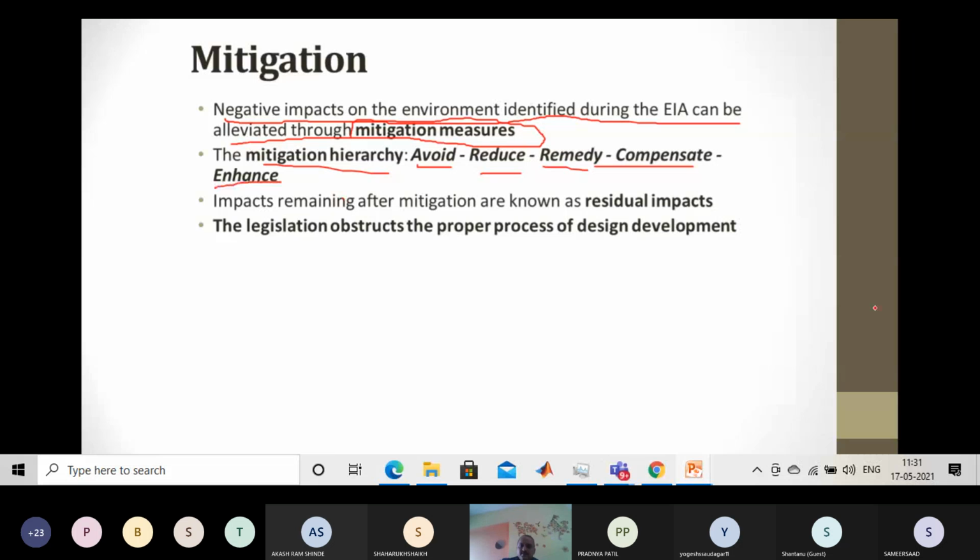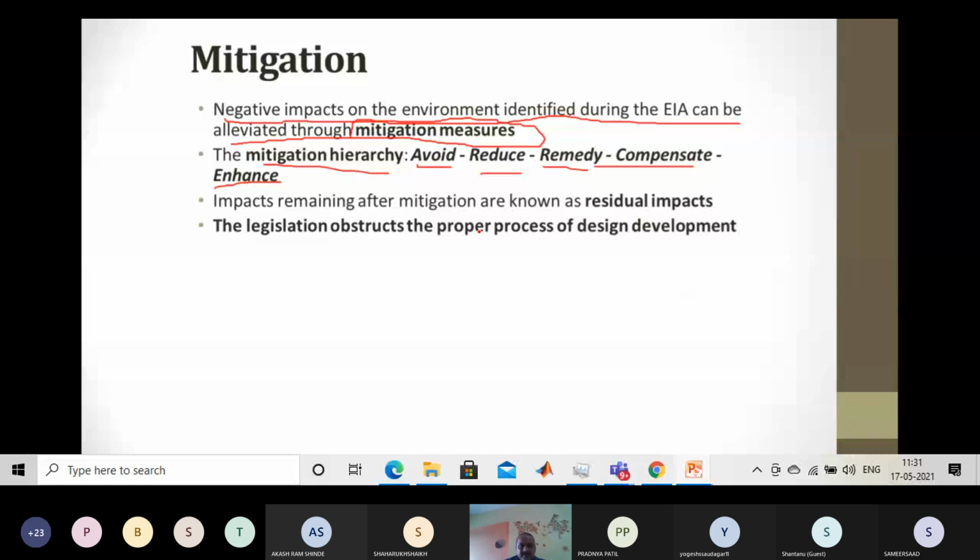So this way the mitigation step analysis is there. You have to avoid as much as possible. If not possible, then reduce. If not possible to reduce, then remedy. Or if not, then compensate and enhance the overall effect. So this way the mitigation has to be performed.